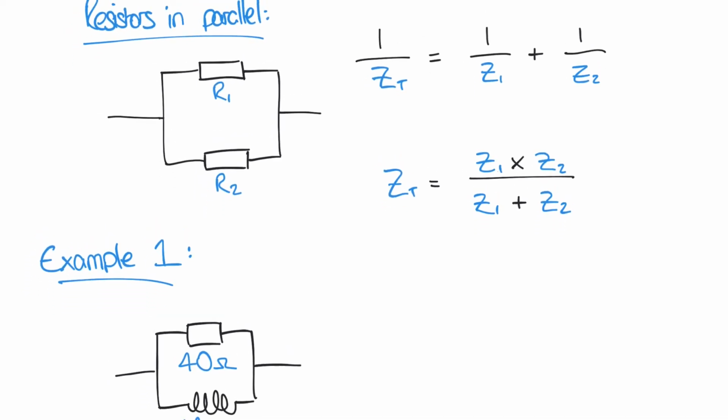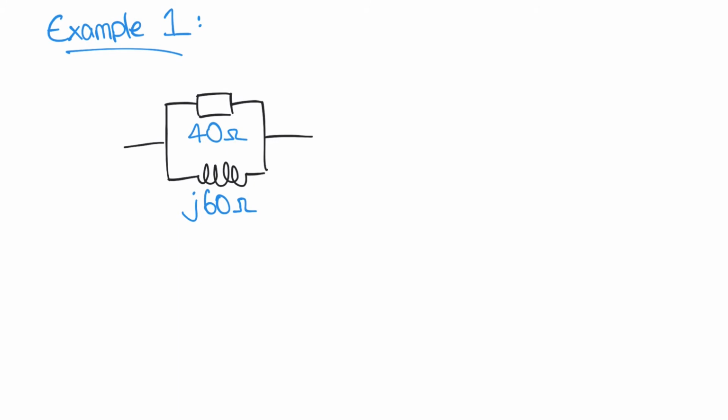1 over ZT equals 1 over Z1 plus 1 over Z2. And what we can do is then substitute in our values here, because we know that Z1, we're calling this 40 ohms. Z2 is our reactance, J 60 ohms. And so we have 1 over ZT is now 1 over 40 plus 1 over J 60.